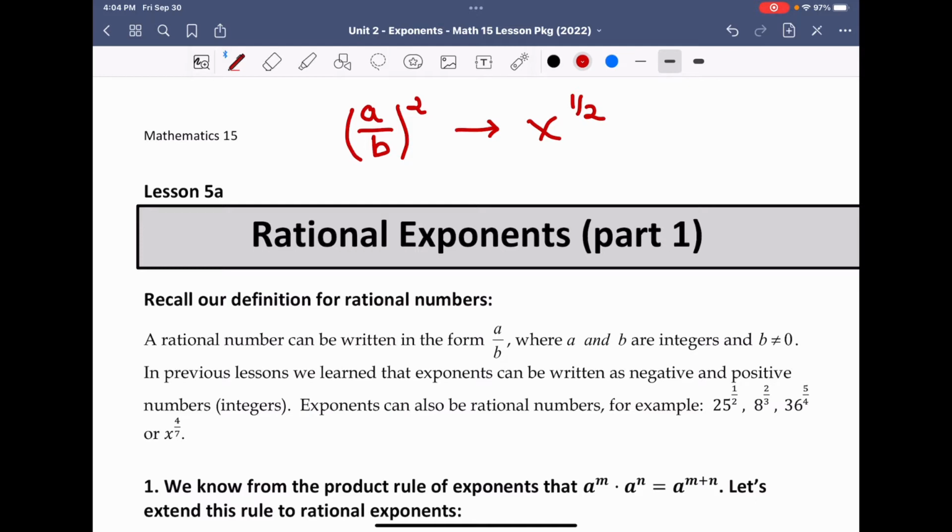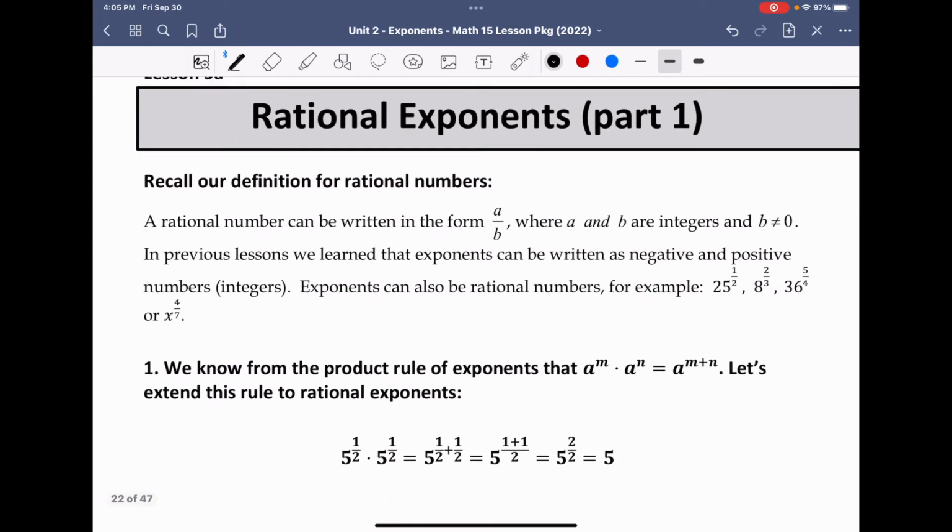And how can we use all the rules we've learned to this point to deal with exponents that are rational like this? All right, so we know that a rational exponent is anything that has a rational number. Well, what is a rational number? Rational numbers, we remind ourselves, are numbers that can be written as a fraction of a over b, where a and b are integers. And integers, we know, are any numbers like -3, -2, -1, 0, 1, 2, 3, and of course these extend all the way to infinity. It's the positive and negative whole numbers that extend in both directions here.